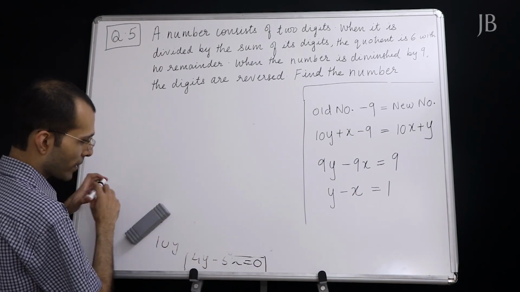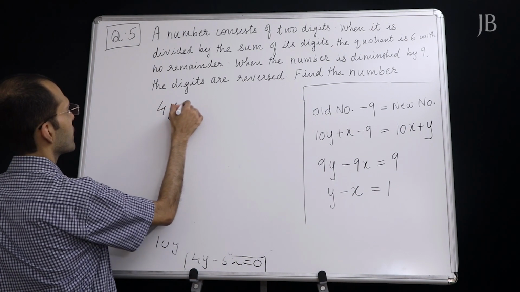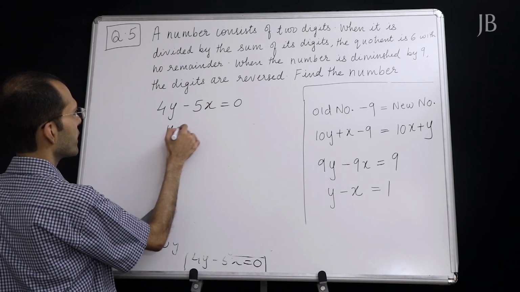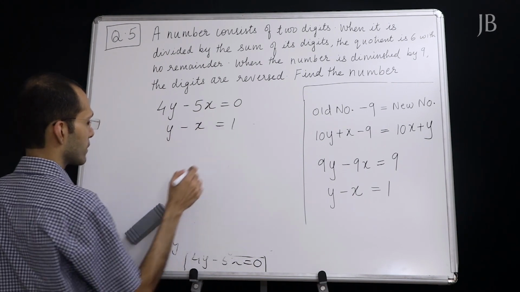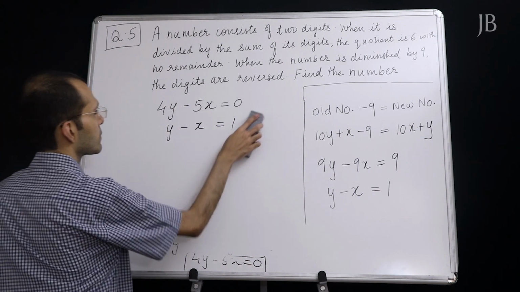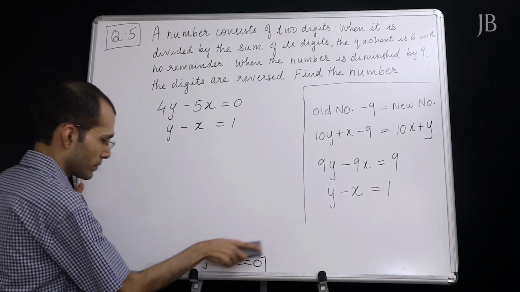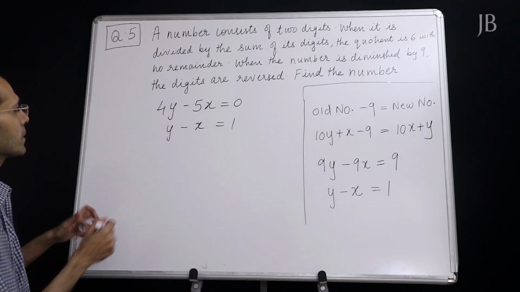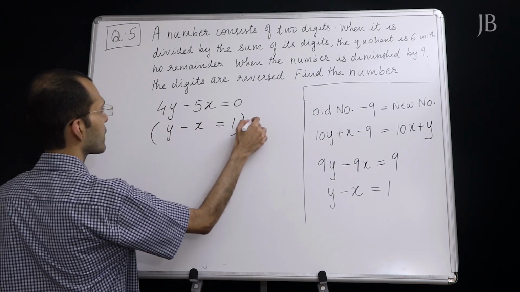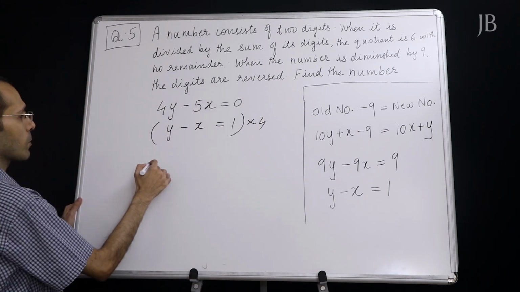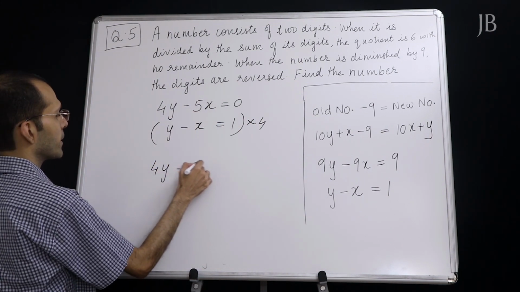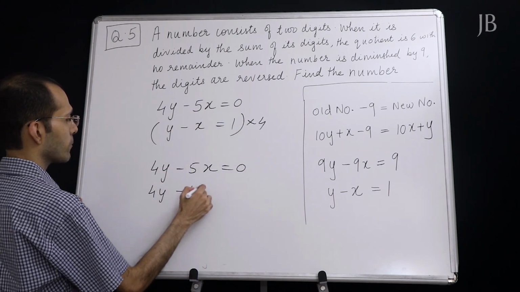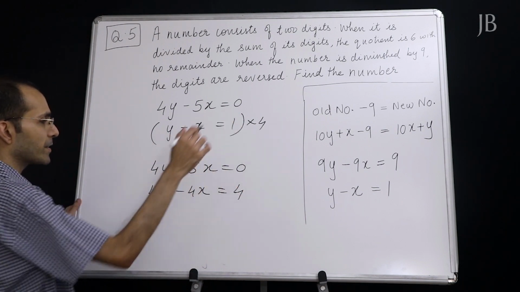This is 4y minus 5x is 0, and this is y minus x as 1. Now, how do we solve this? We can multiply this equation by 4. And this will also become 4y. So 4y minus 5x is 0. Here it will become 4y minus 4x is 4. Remember to multiply each and every term.